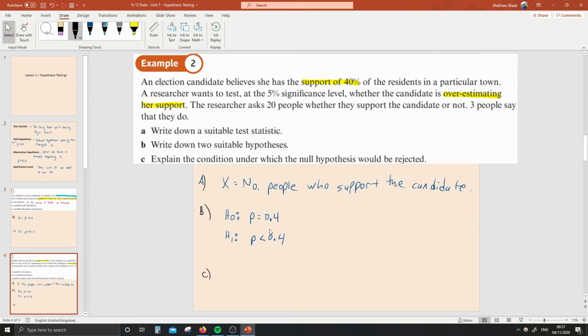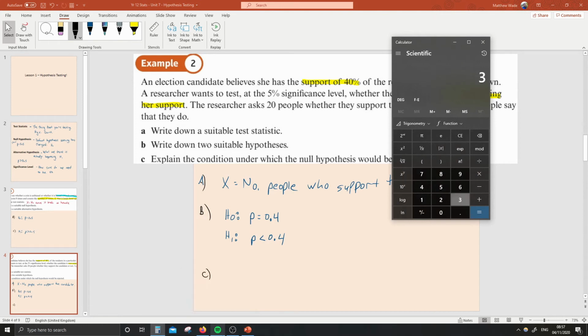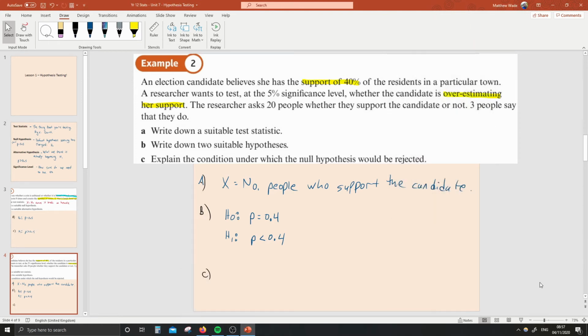Okay. Here's what you do, my lovely. See, we're at the 5% level of significance. Essentially, we actually do the experiment now. 3 people say they support her out of 20. So 3 people out of 20 support her. 3 divided by 20. So that's only a 15% chance of people supporting her, right?